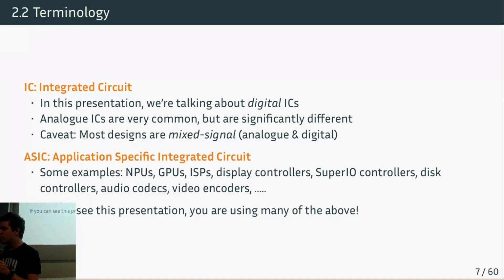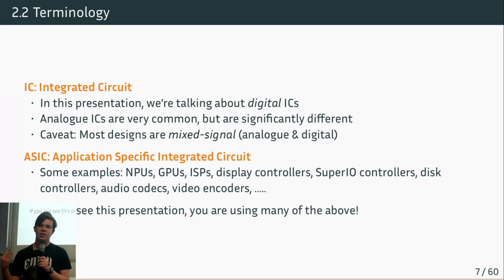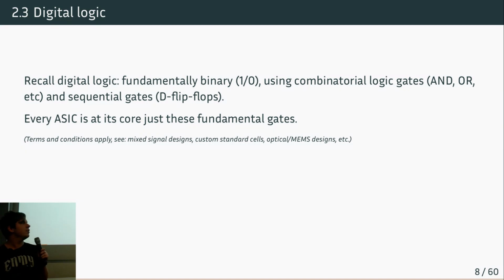So some examples of what ASICs are: NPUs, or neural processing units, that have become quite popular with the AI craze, GPUs, I'm sure you all know graphics cards, ISPs, you might not have heard of that. That's an image signal processor that will be used, for example, in cameras, display controllers, Super I/O controllers on motherboards, disk controllers, audio codecs, video codecs, the list goes on. ASICs are everywhere. And in fact, if you can see this presentation, it's very likely that you're using many of the above. So now I'd just like to talk a little bit about what actually digital logic is.